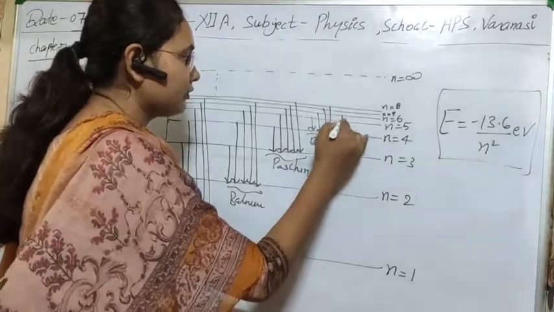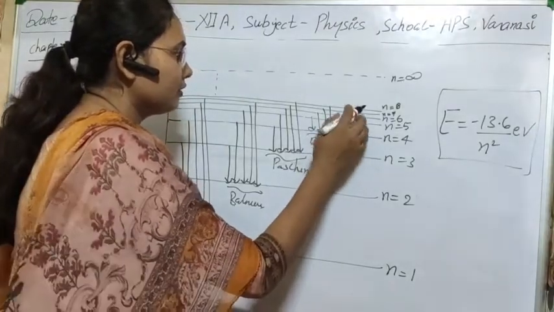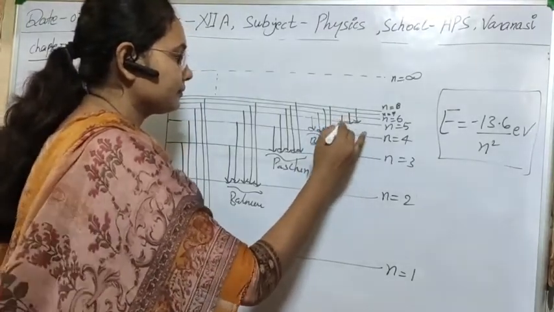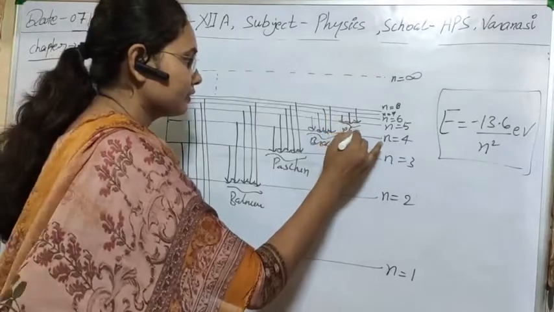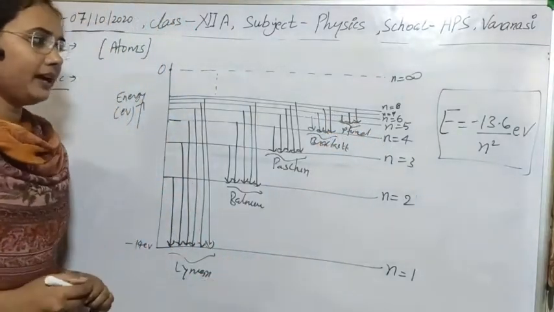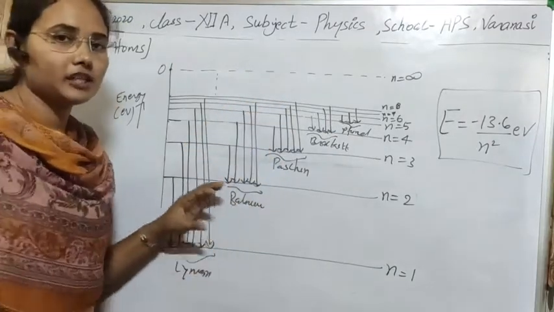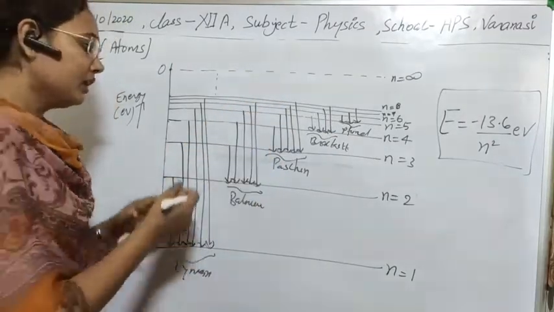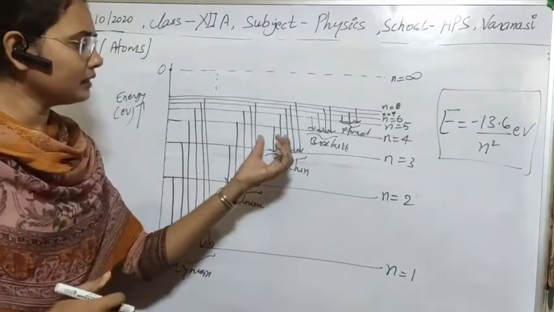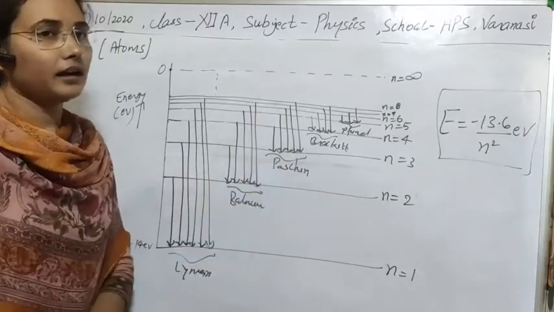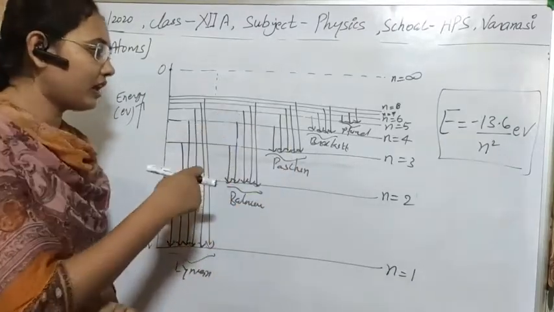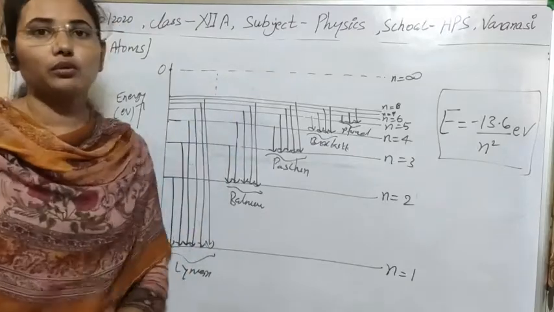And if n equals 5, then we will get the Pfund series. So with the help of these energy levels, we can easily explain the spectra of the hydrogen atom in a very simple form, and these straight lines here show the transition from any higher to lower state.